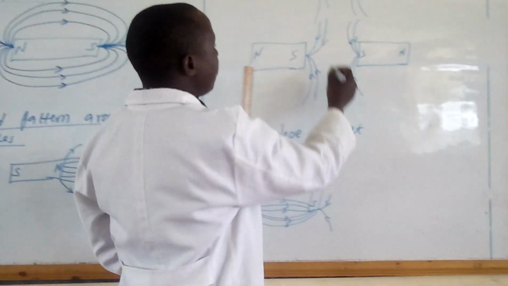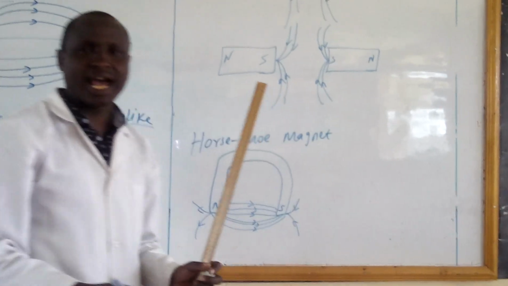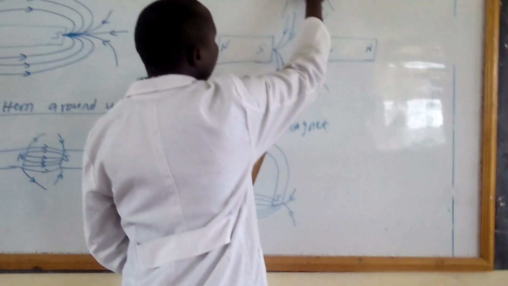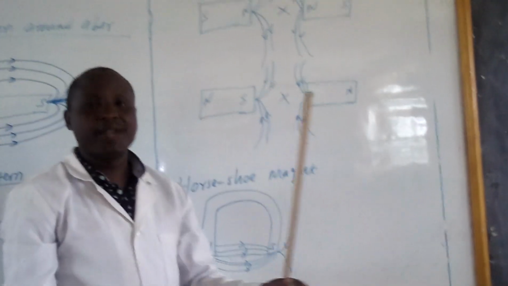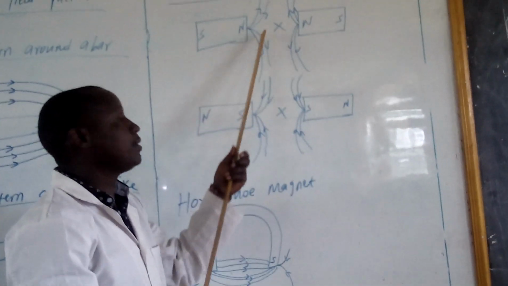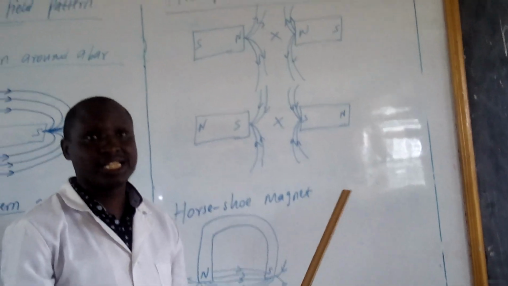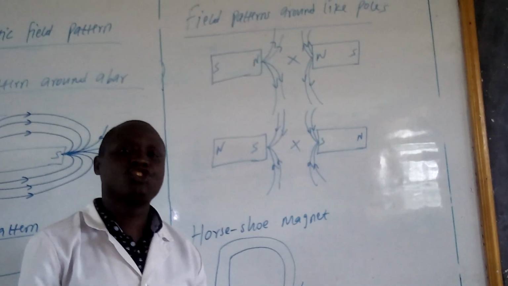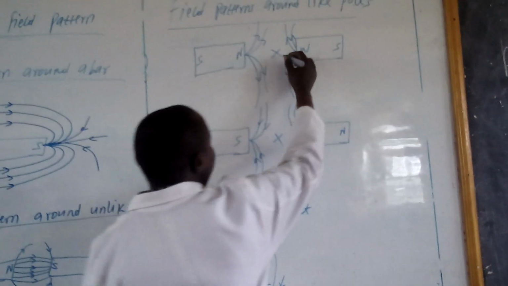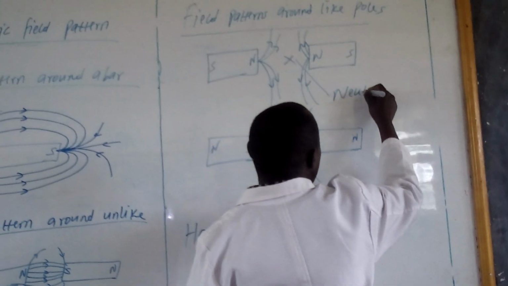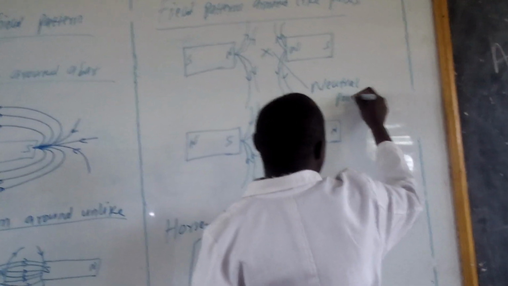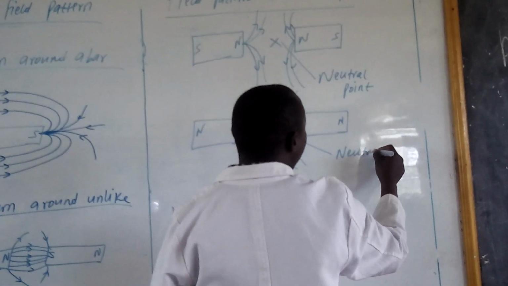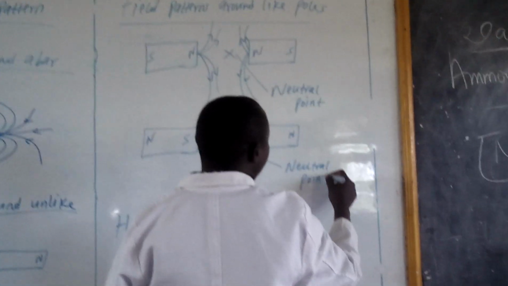Here, because they are repelling each other, in between there will be no field. This one is X and this one is X, which means the fields will cancel each other. This point we call a neutral point, meaning there is no magnetic field there. Even here, this one is also a neutral point.